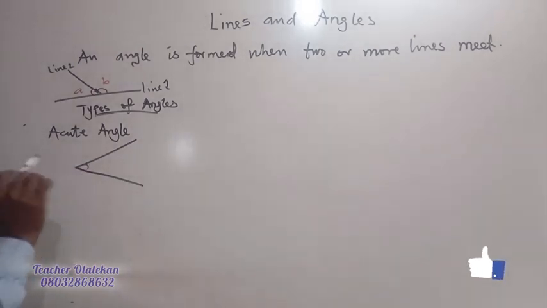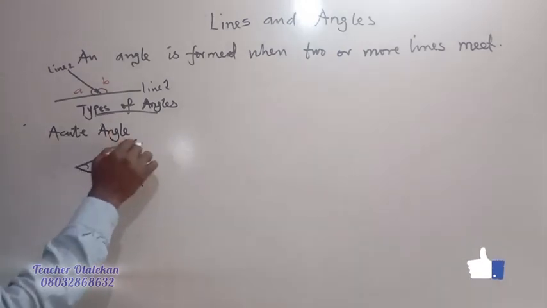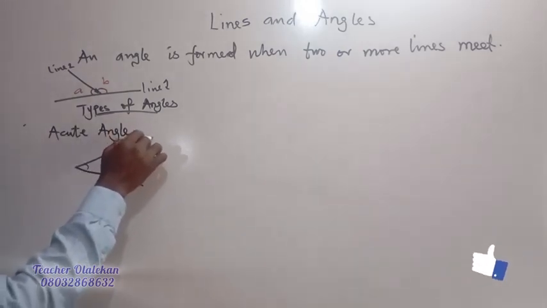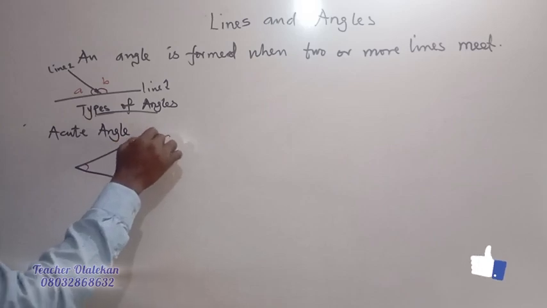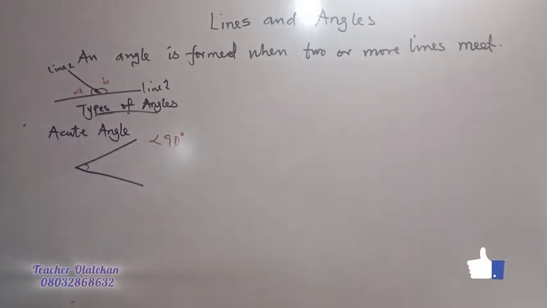So what is the description of an acute angle? An acute angle is an angle that is less than 90 degrees. An acute angle is expected to be less than 90 degrees.